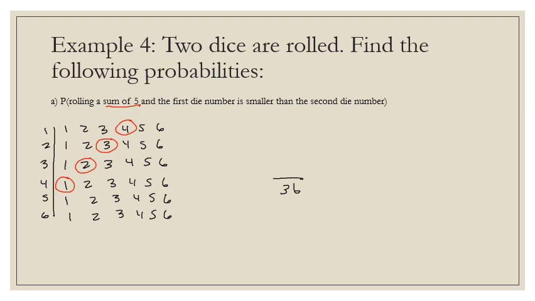Now, I want first number is smaller than the second number. So here we have 1, 4, the first number is smaller, so that one's good. 2, 3, the first number is smaller. This one's 3, 2, the first number is bigger, so not that one. And 4, 1, the first number is bigger, not that one. So we only have 2 possibilities here that are both, right? And it has to be both. So they're circled in red and they're circled in blue. So there's only 2 out of 36, which will reduce to 1/18.